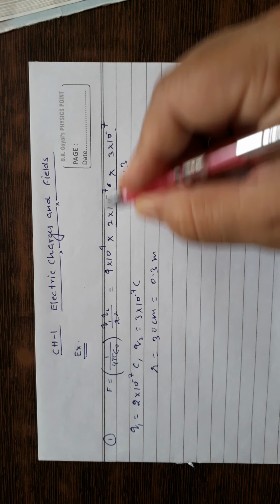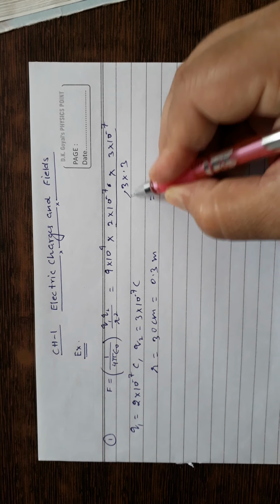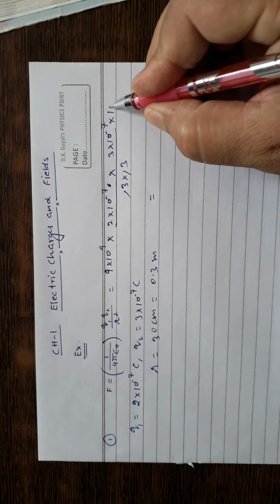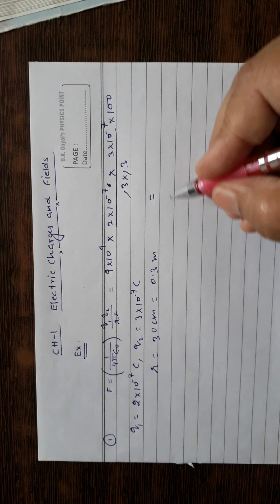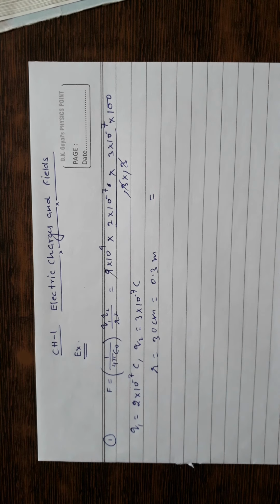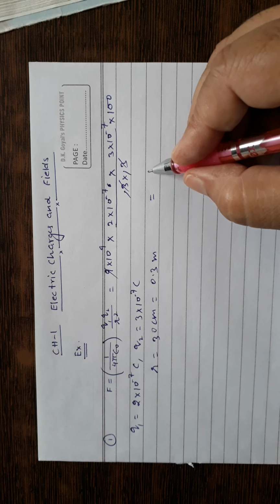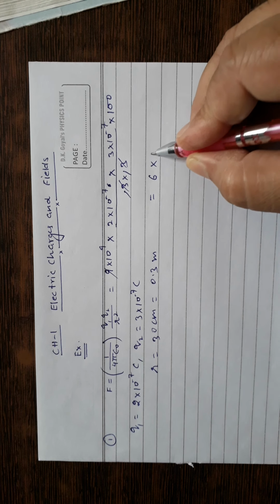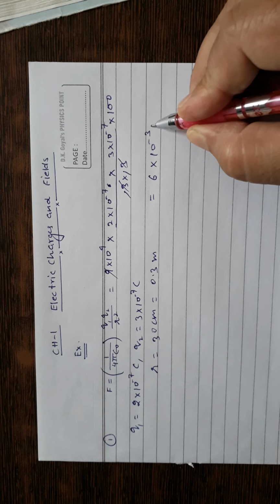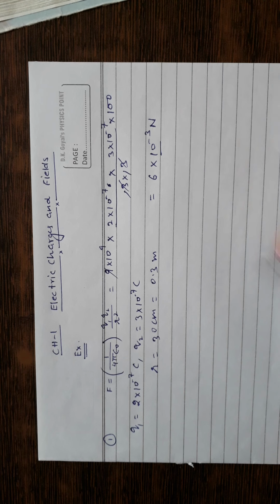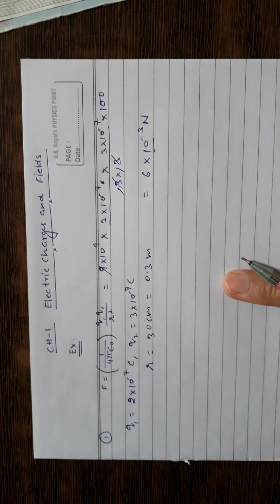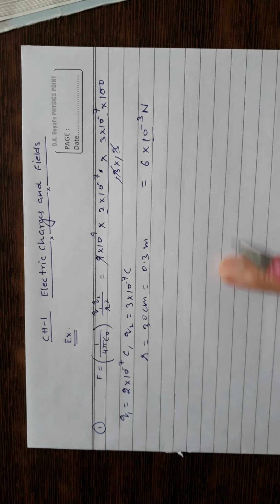If you simplify all this, after simplification the decimals are removed and it will be 100 here. 3 into 3, 9 will cancel, and after simplification you will get the answer 6 × 10^-3 Newton. So this is the force between these two charged spheres which we were supposed to calculate.